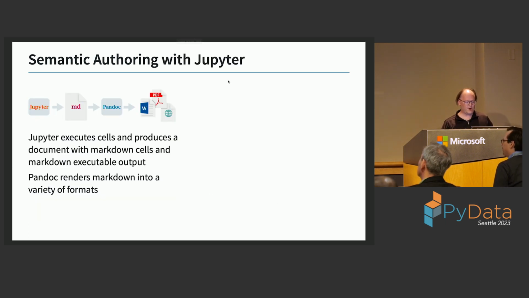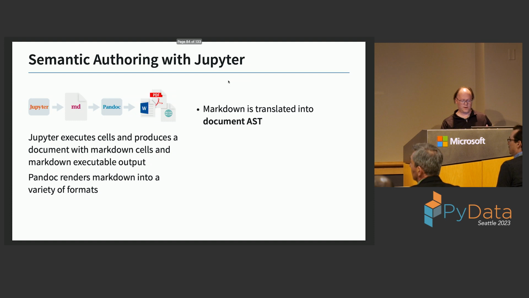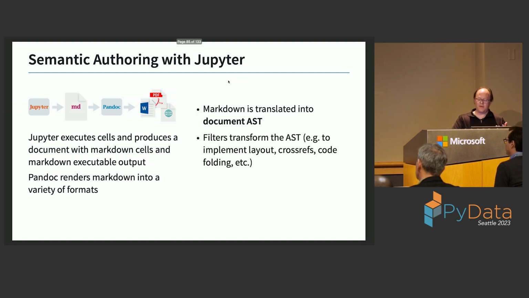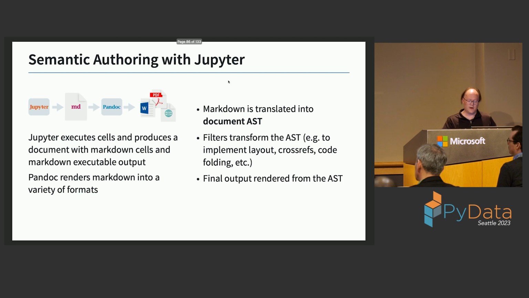So let's talk a little bit about how that works with Jupyter. As we said before, Jupyter executes cells, creates this Markdown document, and goes into Pandoc. Now, once it's in Pandoc, like I described, it's an AST, and you can write filters to transform the AST. Again, that's how we implemented many of the features in Quarto: cross-references, code folding, layout, all computing on this AST, and you can do the same thing. And then the final output gets rendered from the AST. Later on, I've got an example of doing that with Python.